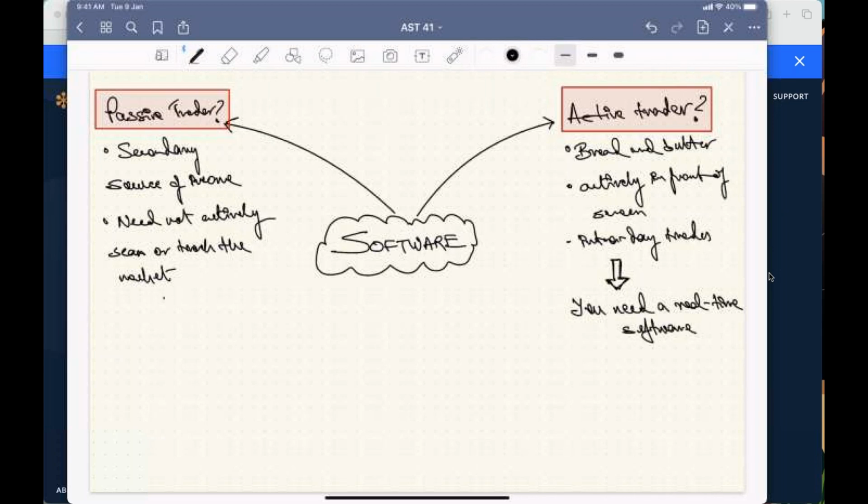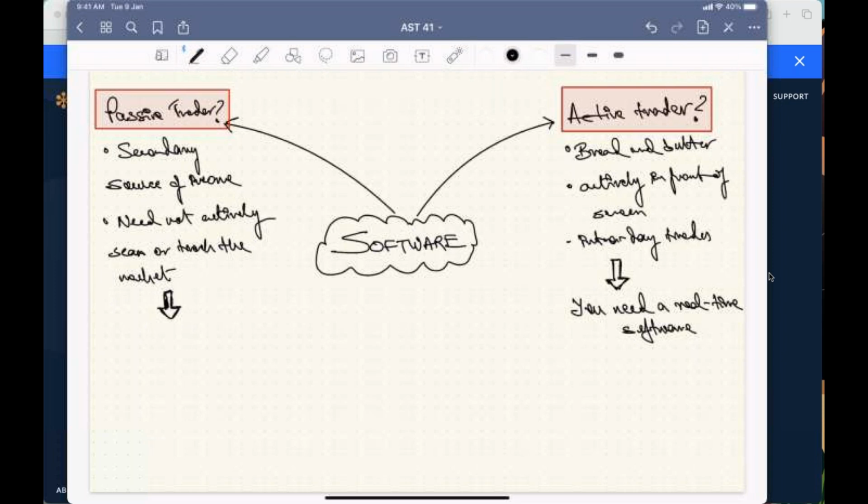If you are a passive trader, you need not have a real-time software. You can go for it, but you need not. Let's say you want to buy a four-wheeler to go to your office from your home. You can buy a 10 lakh car, but if you have the money, you can buy a 50 lakh car. It's anyways going to take you the same time.